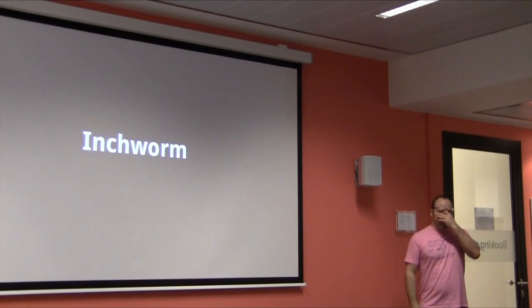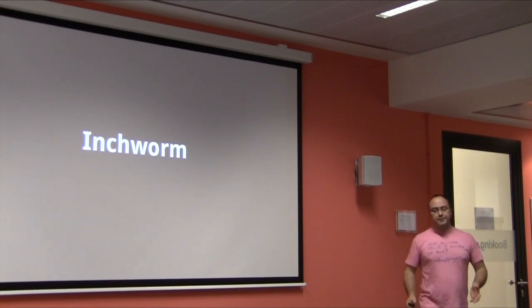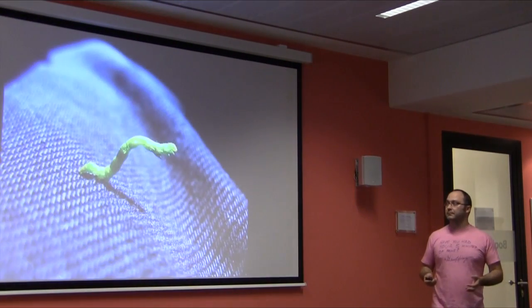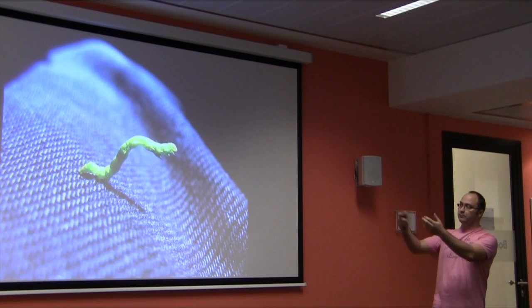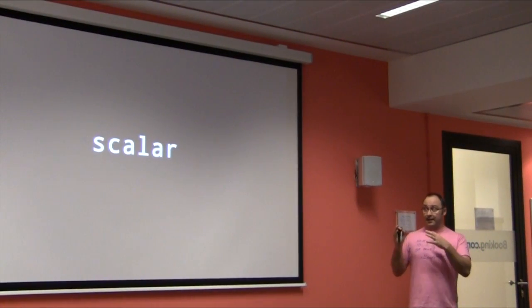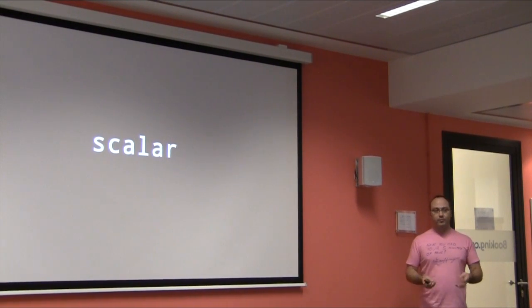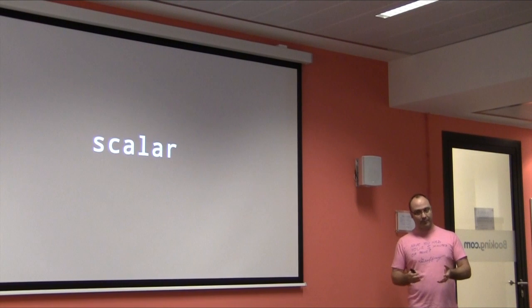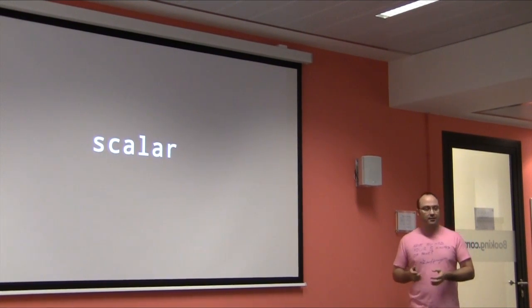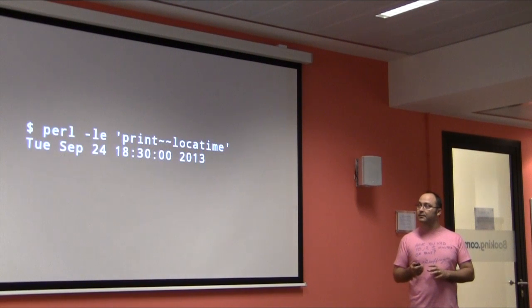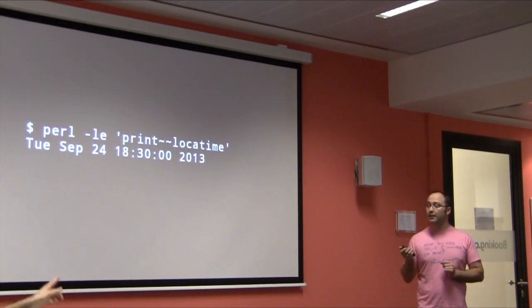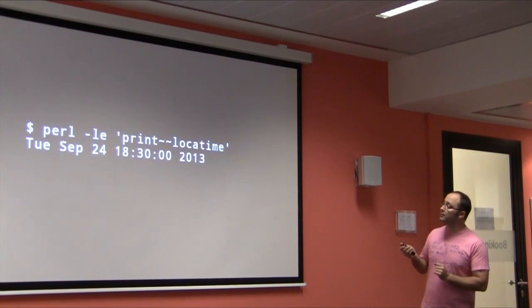Another well-known op is the inchworm, which all the golfers love. So the inchworm looks like this. It's like scalar, but it's three characters shorter, and I mean three characters at a time. And in the same place, you don't have to move on. So, typical use. Sort of.